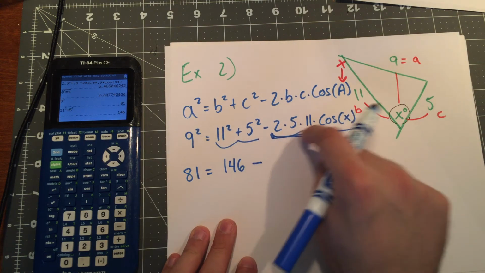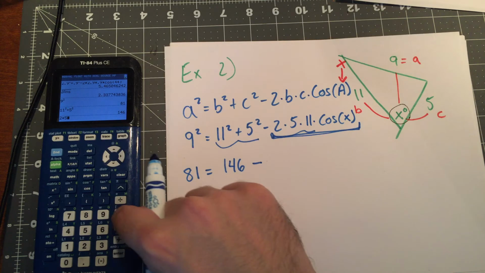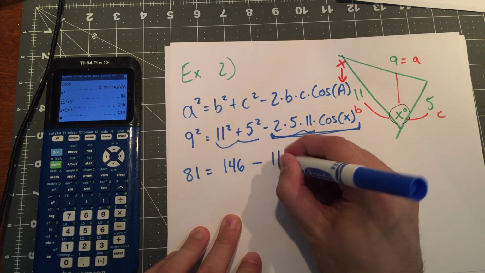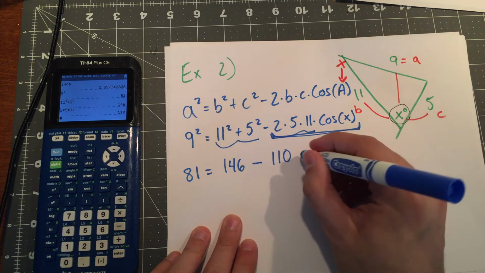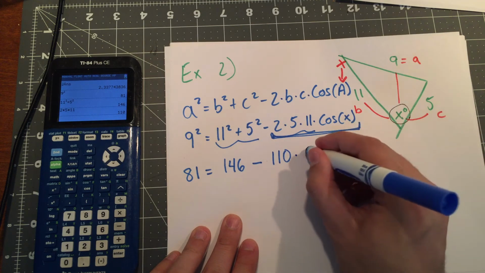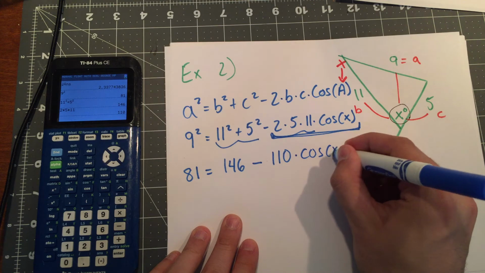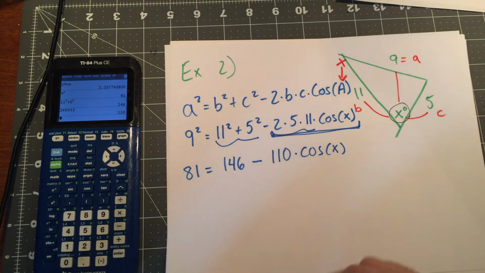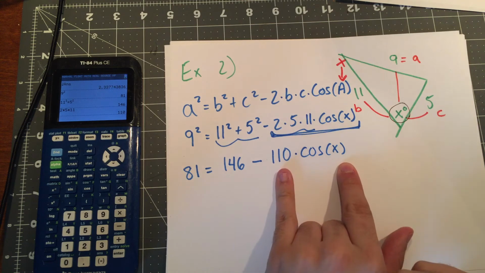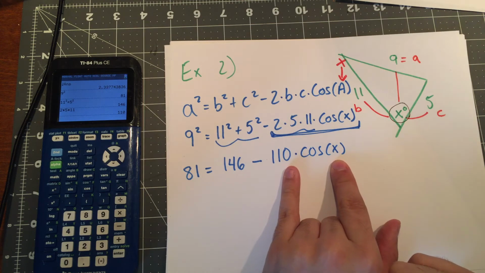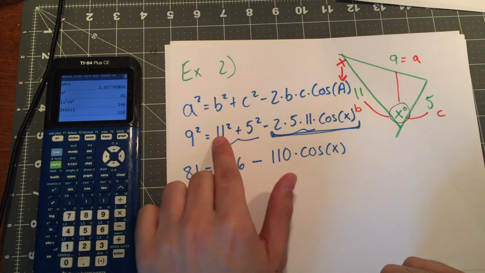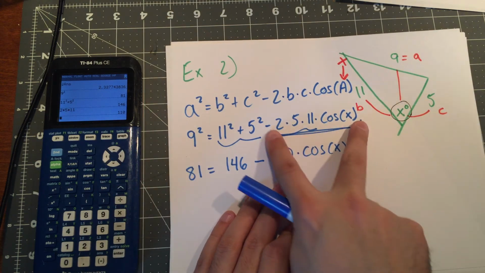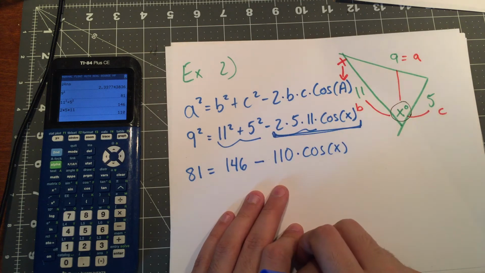Minus 2 times 5 times 11, 2 times 5 times 11 is 110 times cosine x. So they are different terms because that cosine x, it's being multiplied, so it's kind of latched onto here. This one doesn't have anything being multiplied, any variables being multiplied to it, so they're kind of free to just come together. But these are all latched together.